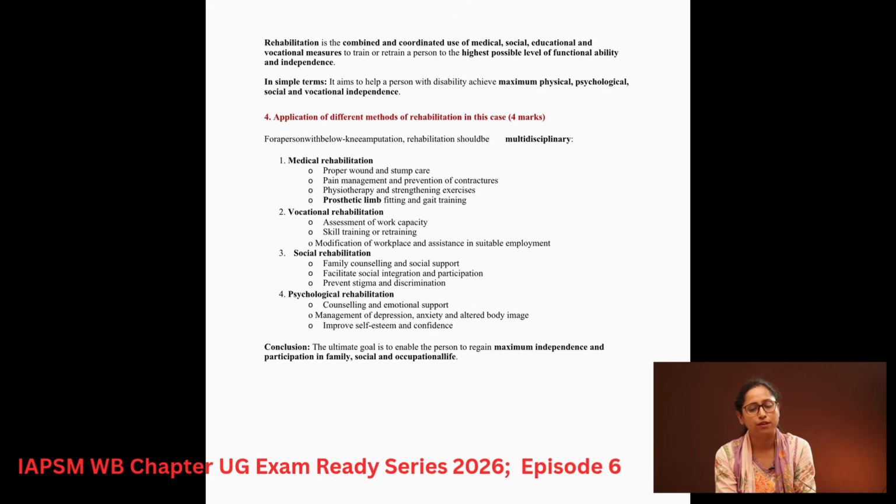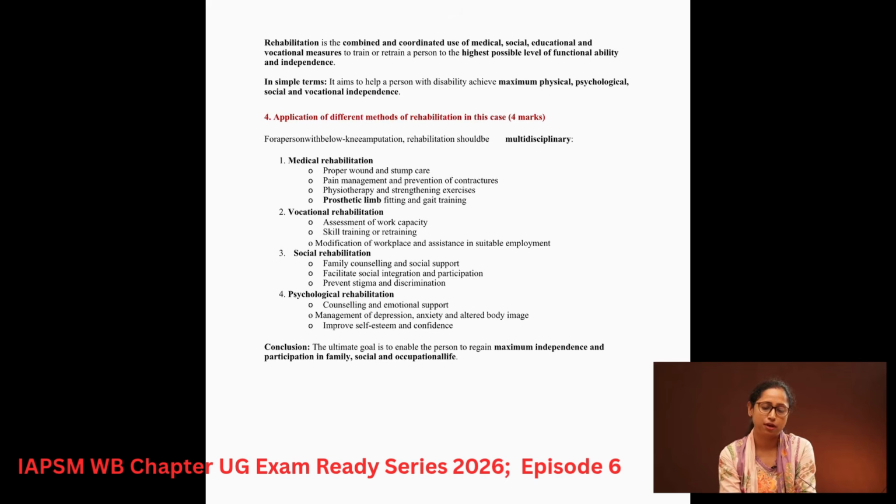Now, application of different methods of rehabilitation in this particular case. For a person with below knee amputation, rehabilitation should be multidisciplinary. What are those disciplines? Medical rehabilitation, vocational rehabilitation, social and psychological. In medical rehabilitation, you can write about proper wound and stump care, pain management and prevention of contractures, physiotherapy and strengthening exercises and prosthetic limb fitting and gait training.